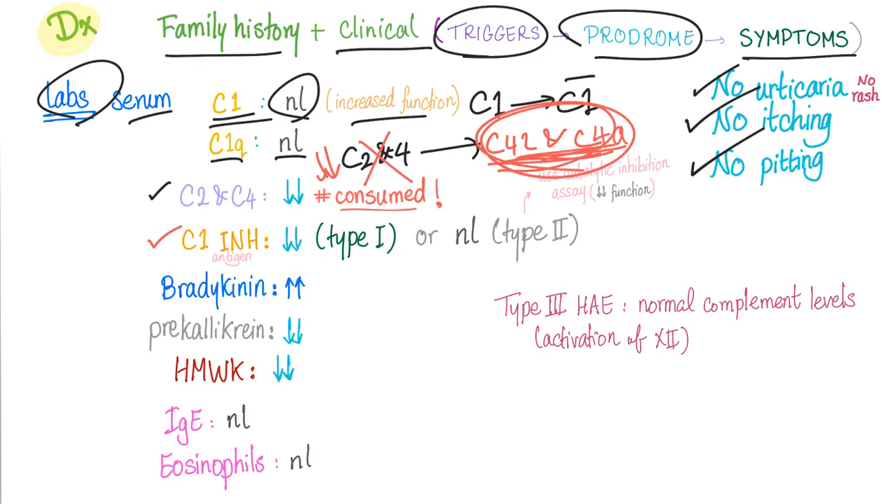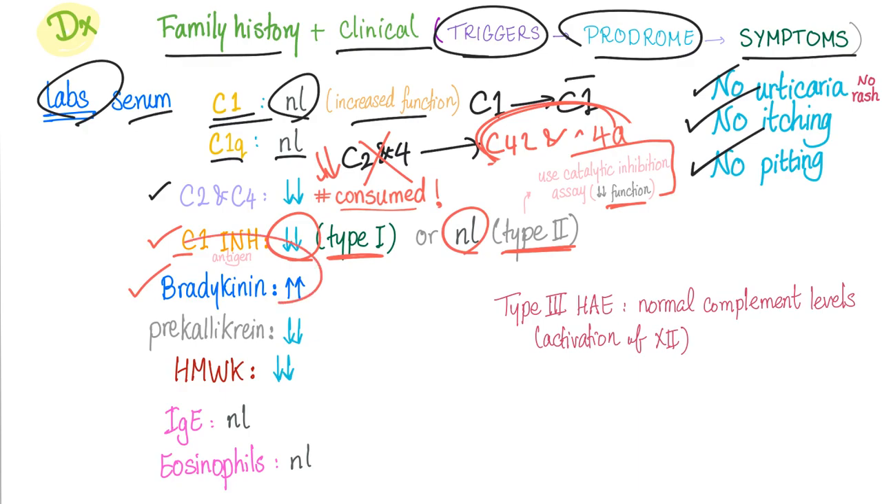Cool. How about C1 inhibitor? If it's type 1, you have a genetic deficiency of the C1 esterase inhibitor. If it's type 2, you have normal amount but decreased function. How do you test the decreased function of this crazy complement? Use something called catalytic inhibition assay.